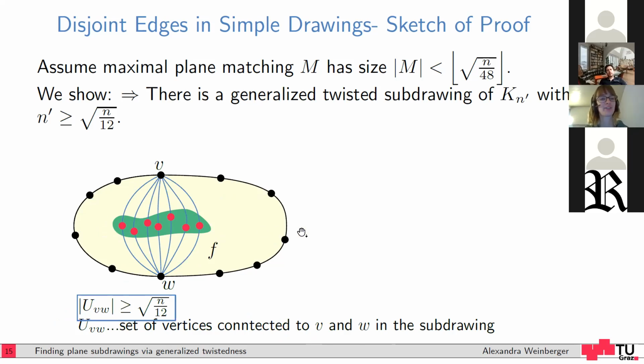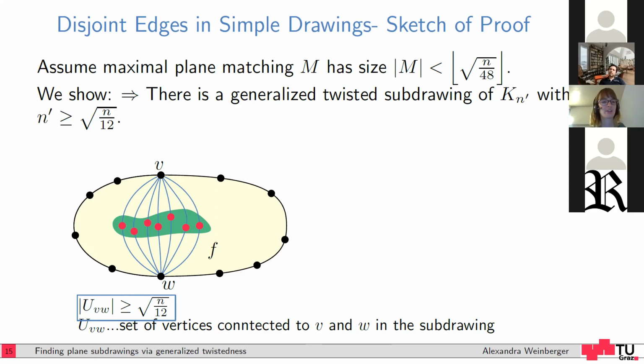Now, the first thing we notice is that, again, we have a plane drawing of K_2,something, which we said already before, and these vertices, which are now the red vertices, induce a C-monotone drawing. Just that now we are not satisfied with having a C-monotone drawing, we need a generalized twisted drawing.